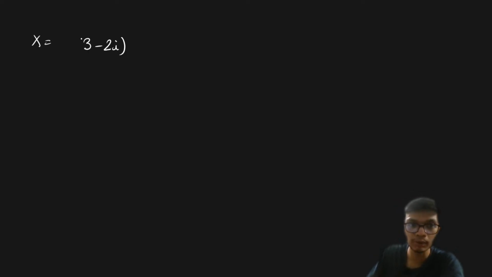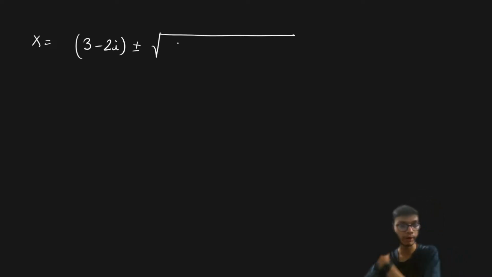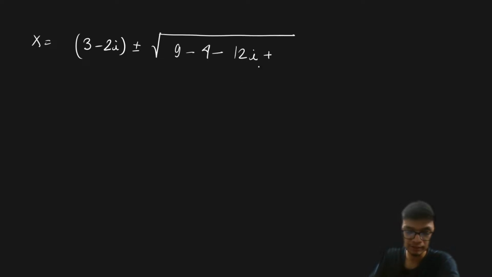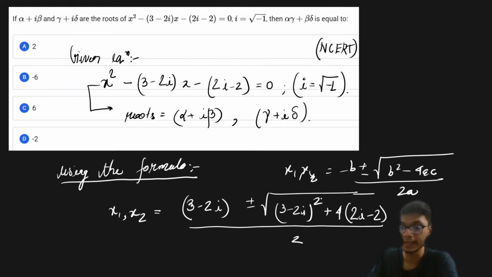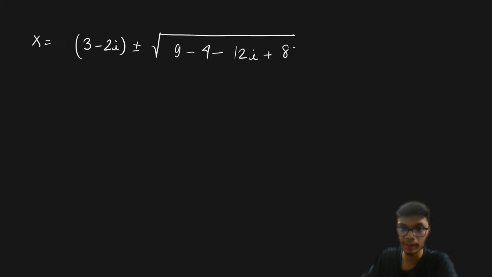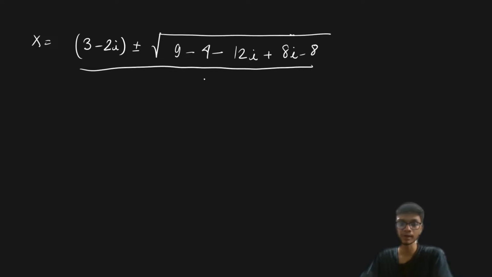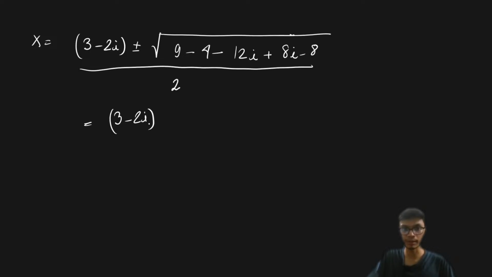Which you can simplify and find that our roots are x equals 3 minus 2 iota plus or minus square root of, now I can expand (3 minus 2 iota) square as 9 minus 4 minus 12 iota, and the other part is 8 iota minus 8, which is under the square root, divided by 2, right? So we can simplify this as 3 minus 2 iota plus or minus the square root of minus 3 minus 4 iota, divided by 2.